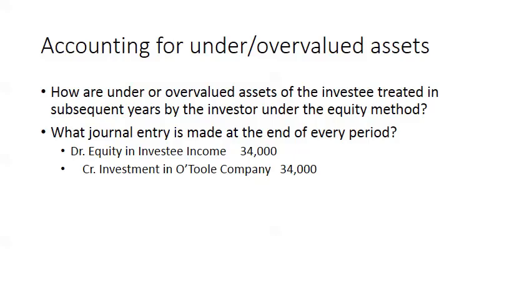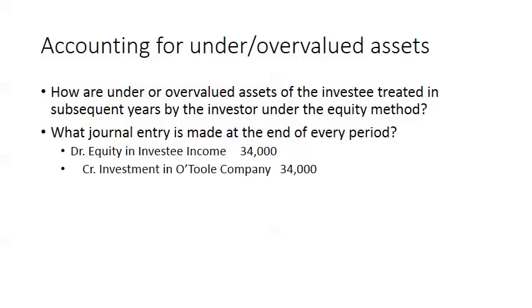So how do we account for the under or overvalued assets? In that problem we just did, there was an undervalued copyright of $340,000. What did we do with it? Well, we amortize it, and then that reduces our share of the income. Remember, we subtracted that out. So therefore, any undervalued assets reduce our share of the income, and any overvalued assets are going to increase our share of the income.